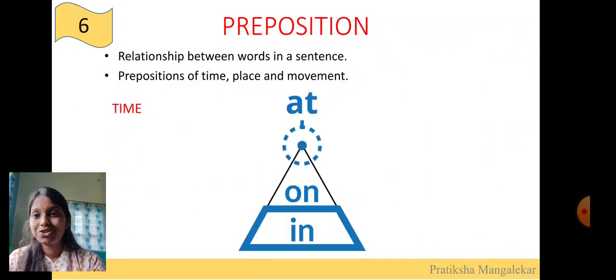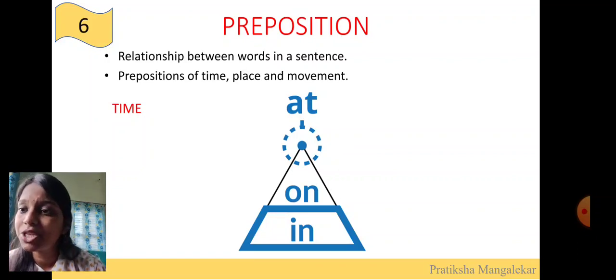Sixth part of speech is the preposition. Preposition shows the relationship between words in a sentence. For the convenience of this lecture, I have divided prepositions into three major groups. They are prepositions of time, place, and movement.